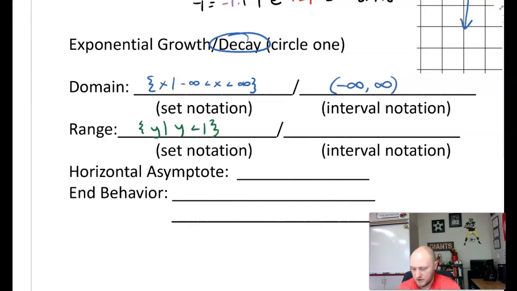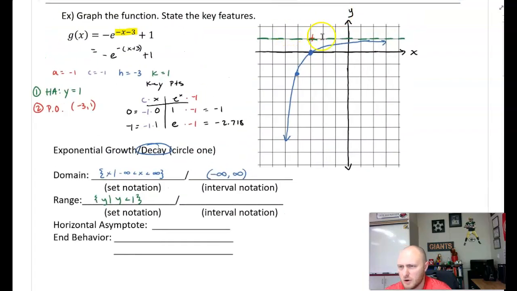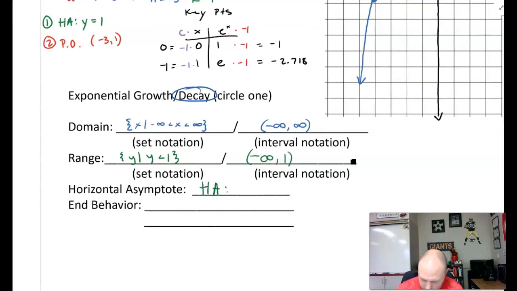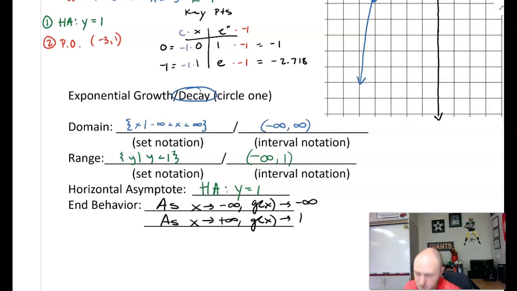So notice the shape and structure of our graph. All of our y values are below 1. And so that would be -infinity to +1. The horizontal asymptote, y equals 1. In our end behavior, on the left side, as x goes to -infinity, our function g of x goes to -infinity. And as x goes to the right side, +infinity, our function is approaching the asymptote, which is at +1.